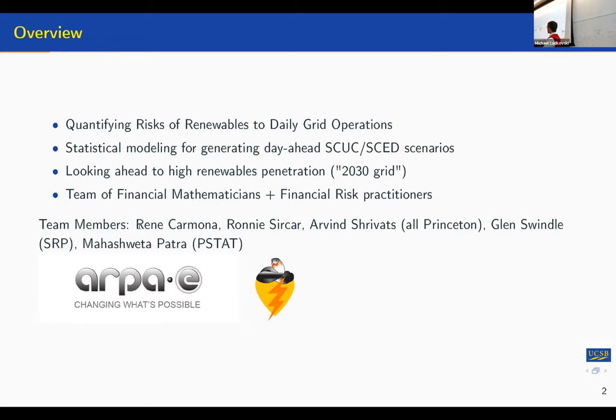In particular, this whole project is sponsored by ARPA-E, the Advanced Research Projects Agency-Energy. This is the counterpart of DARPA, and it is a piece of the Department of Energy. Our project is called Orpheus. That's the logo, which is supposed to represent something to do with Orpheus and the snake.